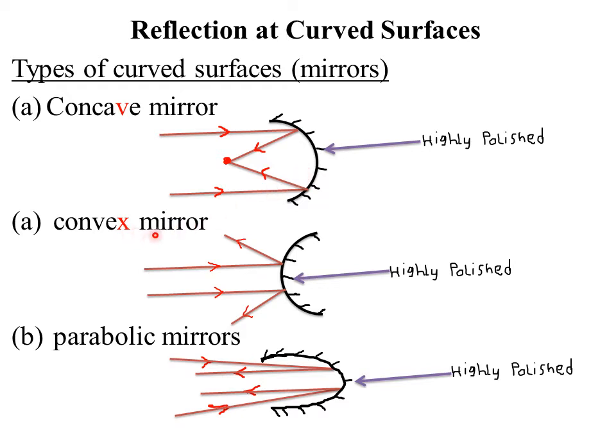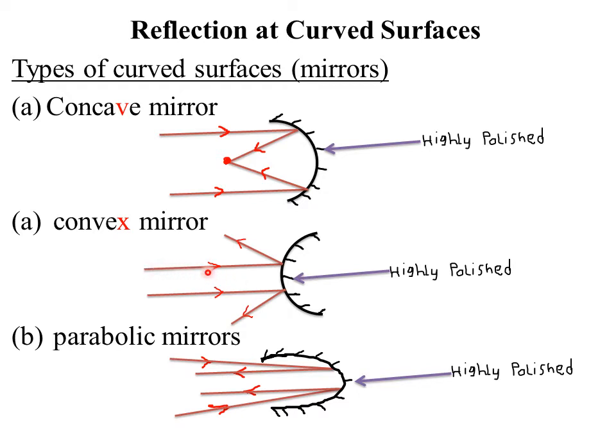Then two, we are looking at convex mirrors. So what are convex mirrors? Convex mirrors are also called diverging mirrors. They are called diverging mirrors because they diverge the rays of light falling on them. To diverge is to take two things which are together, then you send them in different directions.